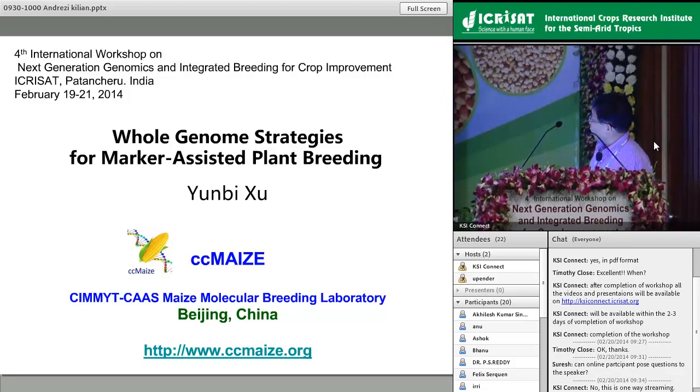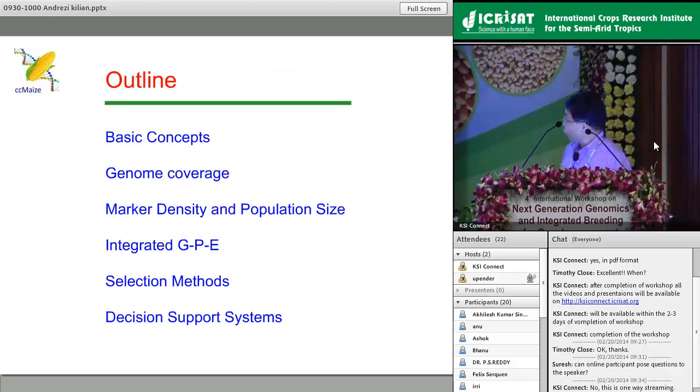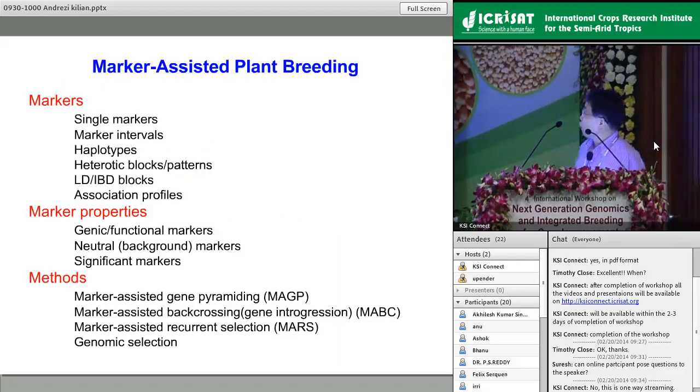So I'm going to talk about 6 areas. First, I introduce some of the basic concepts. For marker-assisted selection, if you look at the markers, we have different definitions. So you can have a single marker, interval, haplotype, maybe also in the future heterologous blocks, patterns, LD blocks, and also association profile.